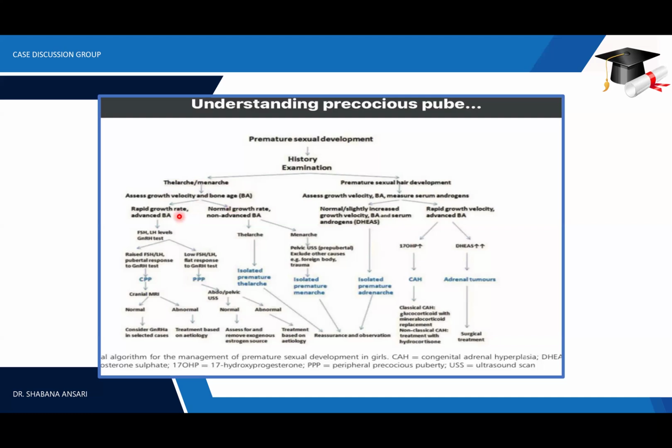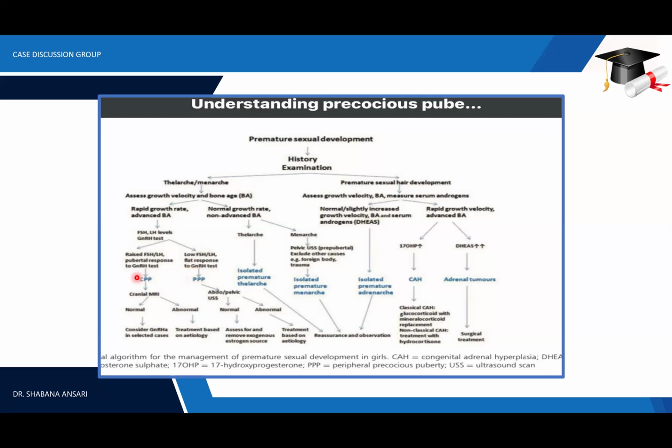If there is rapid growth rate and advanced bone age, then we will consider it can be either central precocious puberty or peripheral precocious puberty. So how to differentiate? The GnRH stimulation test and also the baseline FSH and LH levels. In central precocious puberty, LH will be very high and FSH will also be slightly raised. And in peripheral precocious puberty, there will be a flat response to the GnRH test.